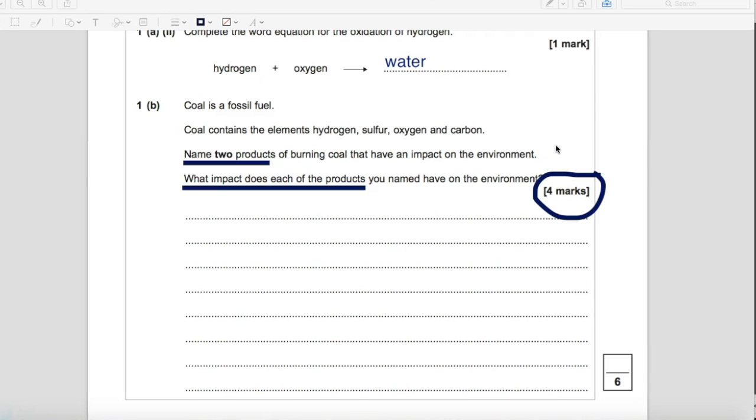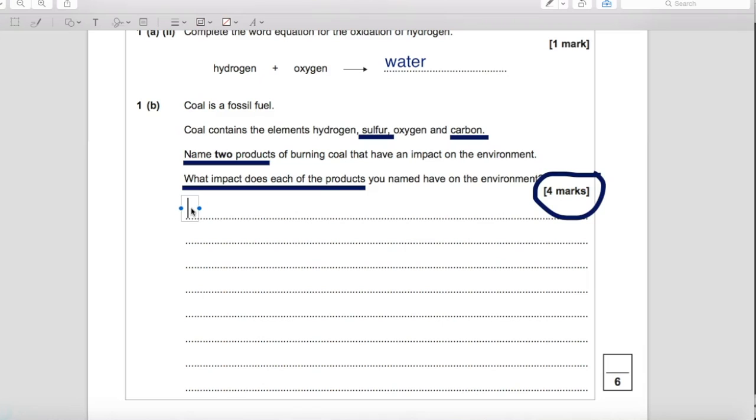I'm going to focus on 2 of the key elements in coal that can create a real issue when it comes to the environment. One of the first ones that stands out to me is sulfur. I know sulfur can create sulfur dioxide. Now, sulfur dioxide is a key cause of acid rain. And of course, carbon, we know, can create loads of issues, including carbon dioxide, which causes global warming, as well as carbon monoxide, which is, of course, poisonous or toxic. We want to focus on those 2, as it says, name 2 products and the impact each of the products have. So I'm going to break my answer down into 2 sections.